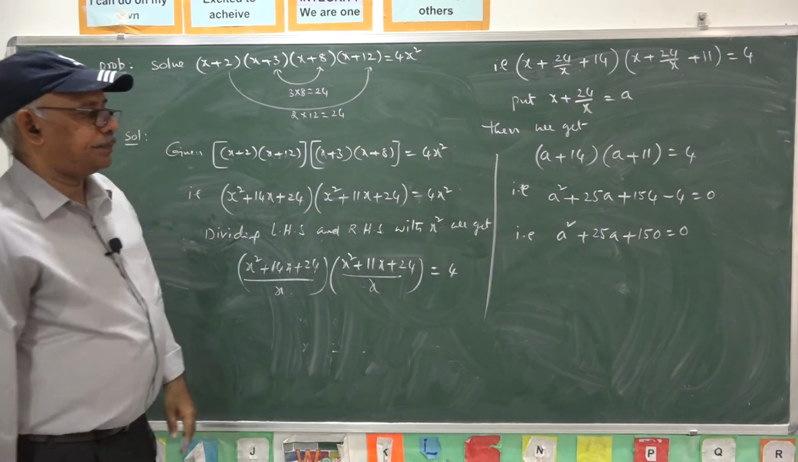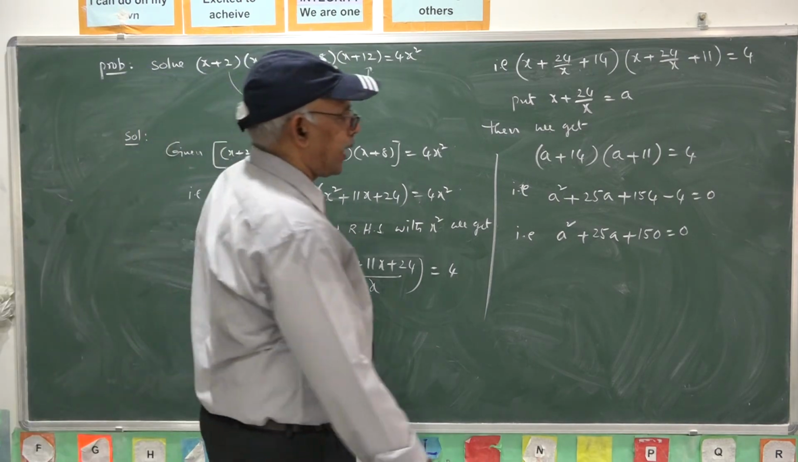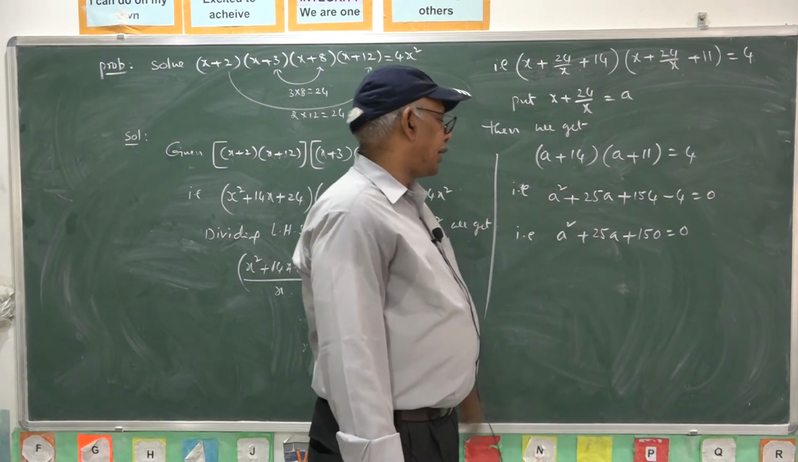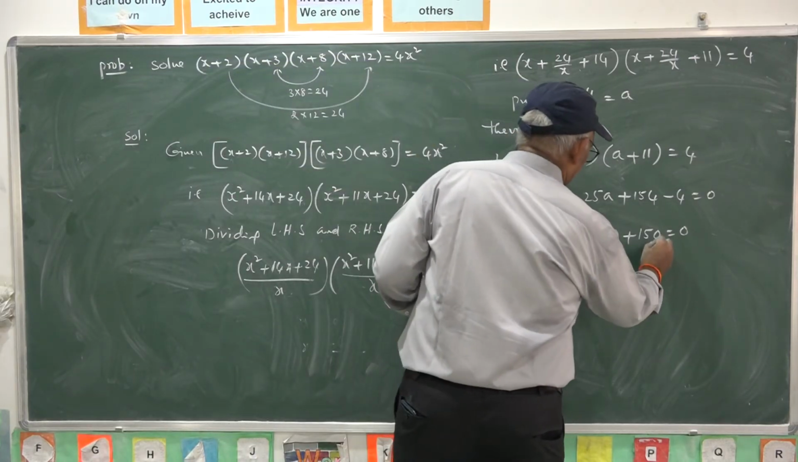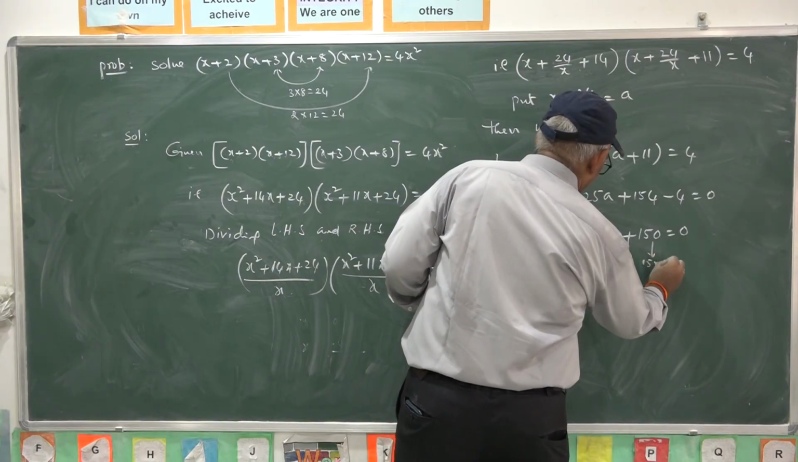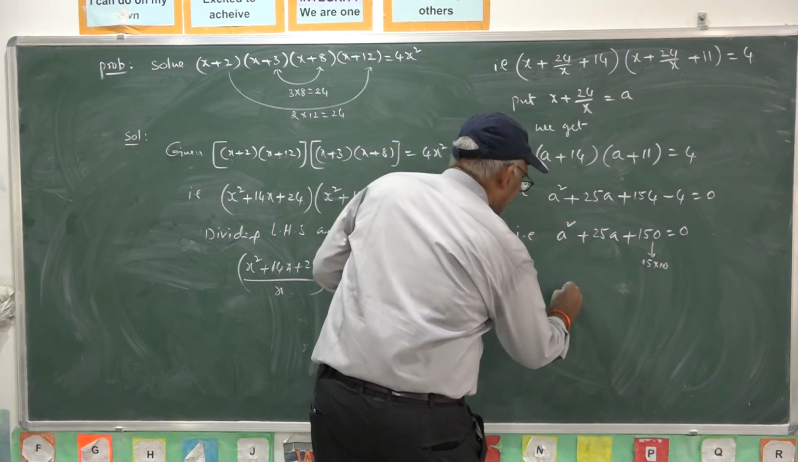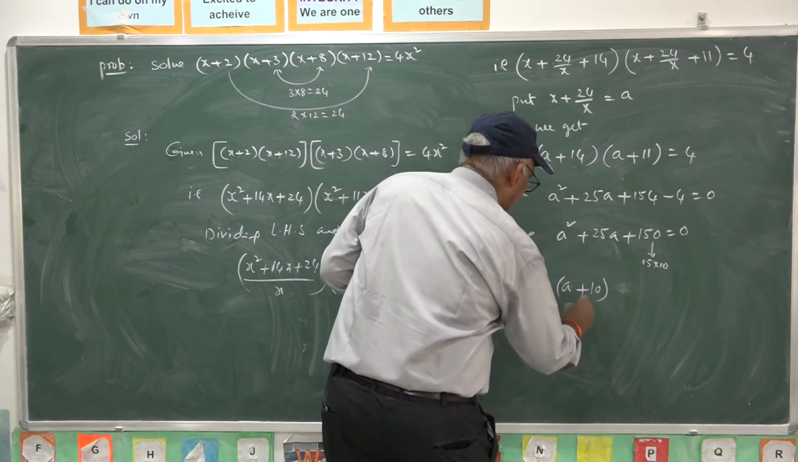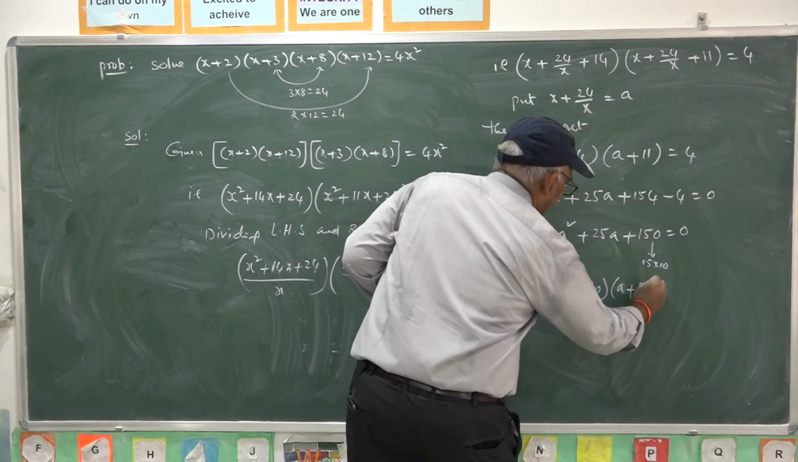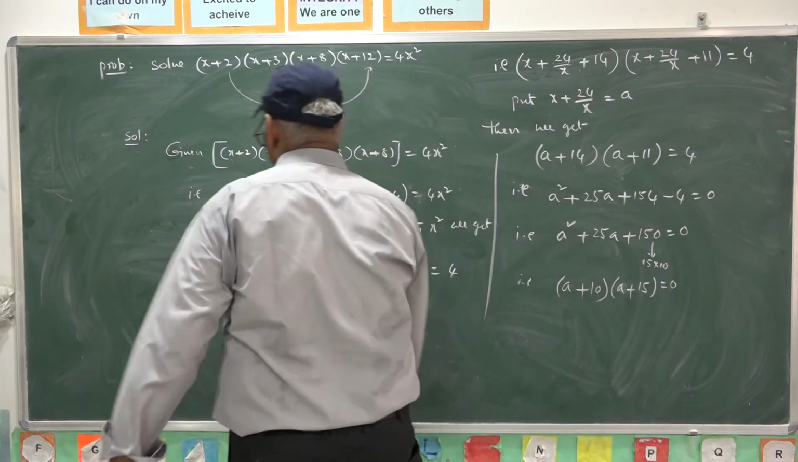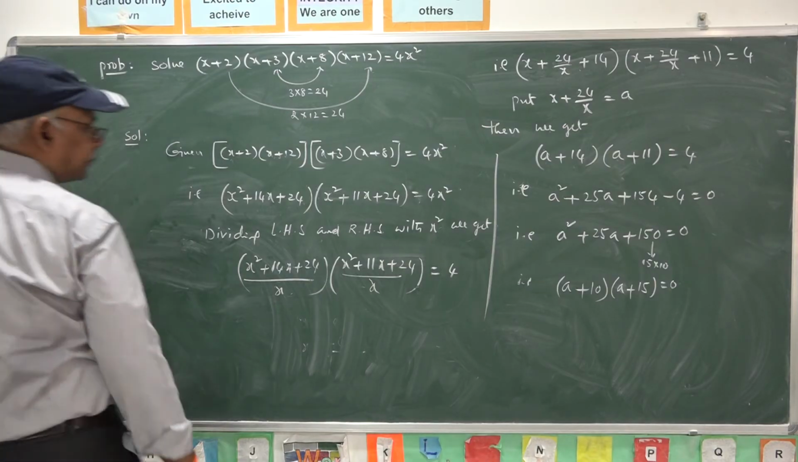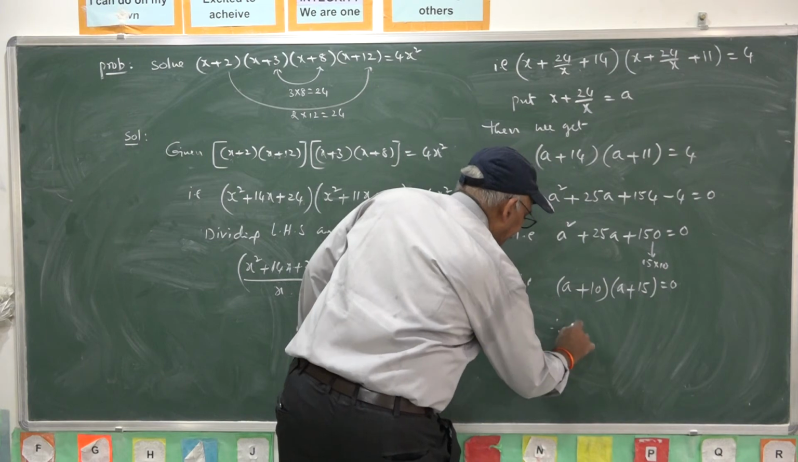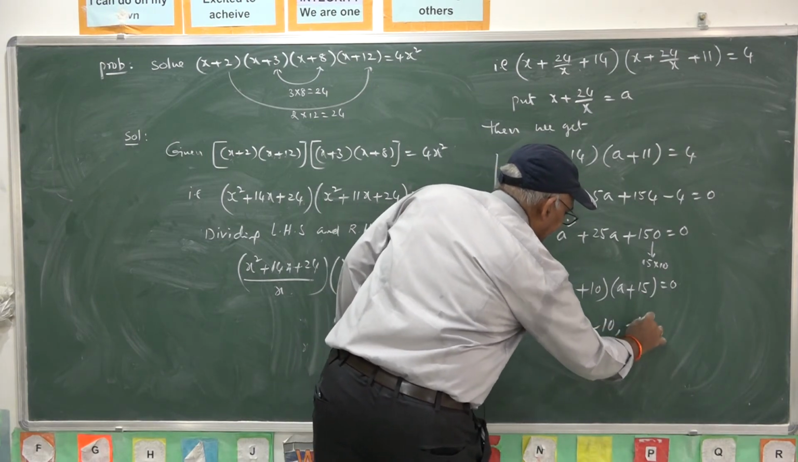Now solve that quadratic. The factors of 150, so that we get 25, are 15 into 10. So that can be resolved as the factors a plus 10 into a plus 15 equal to 0, which gives us a equal to minus 10 and minus 15.